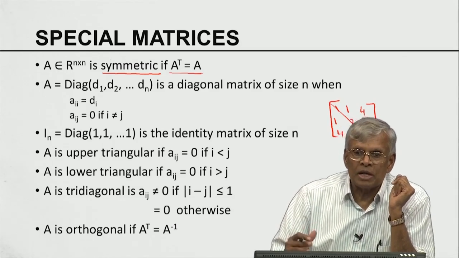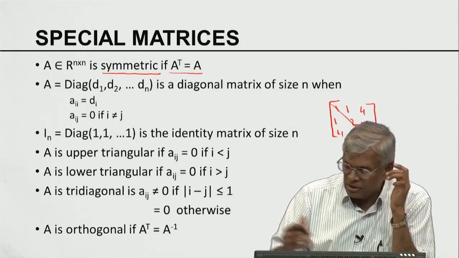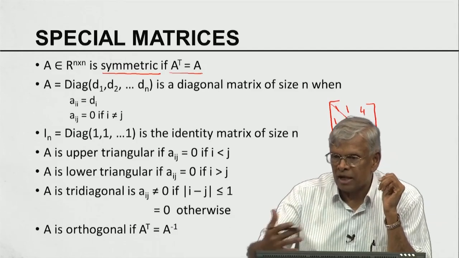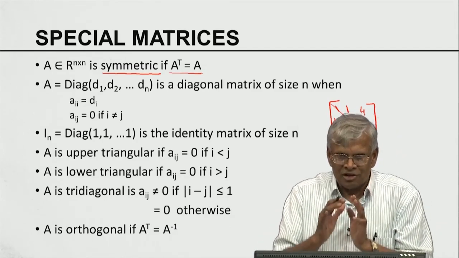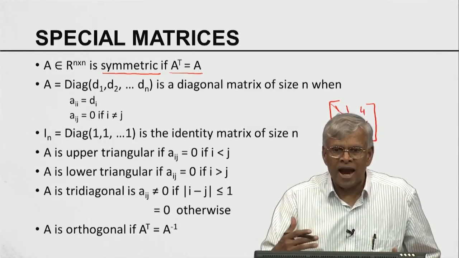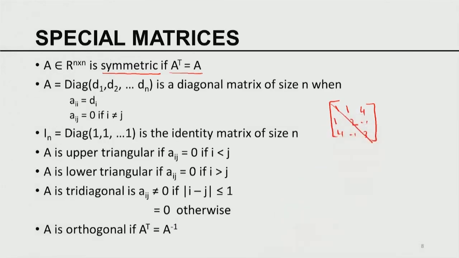If A transpose is equal to A, it means the upper half and the lower half are mirror images of each other. So symmetric matrices are a special class of matrices. There is a restriction. The restriction comes from the fact the upper half must be a mirror image of the lower half. A matrix could be a diagonal matrix. In this case, there are only diagonal elements. All the non-diagonal elements are 0.